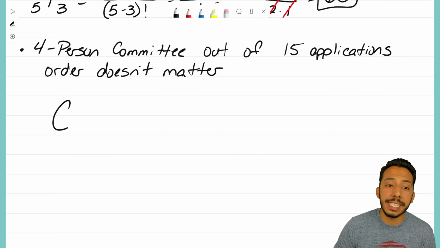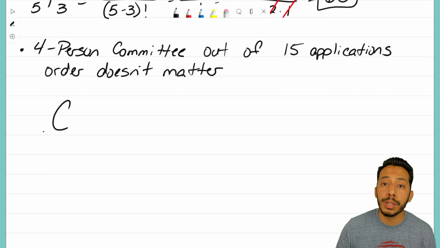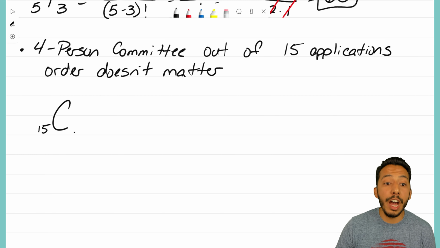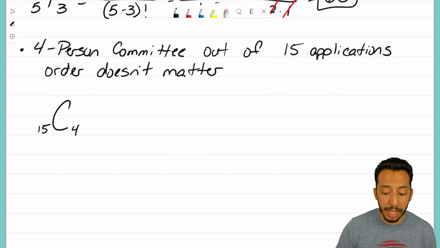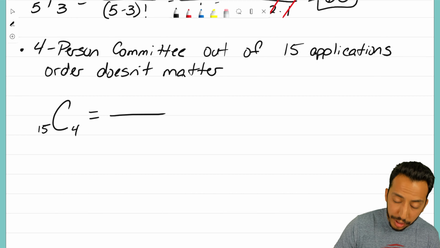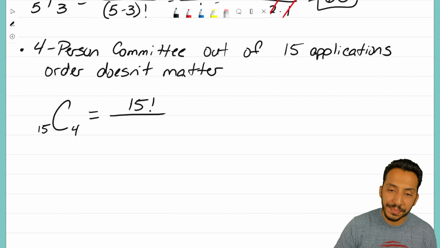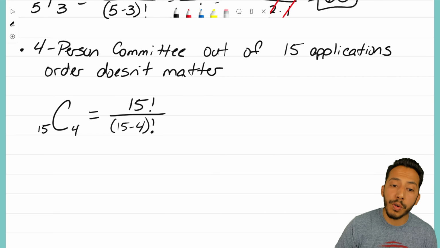And a combination means that we can use our formula that we know how to use. We need our capital C, and we need to figure out what our n is, where n is the number of students that applied. So that would be 15. Of those 15, how many am I choosing? It's going to be 4. All right, let's create our factorial fraction. What goes on top? That's n factorial. What goes on bottom is n minus r. So for us, 15 minus 4 factorial.